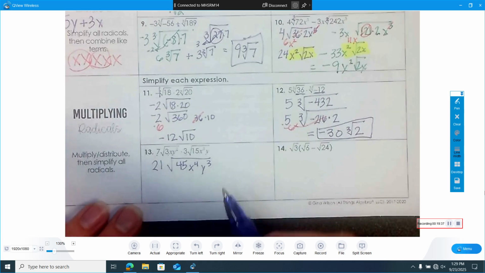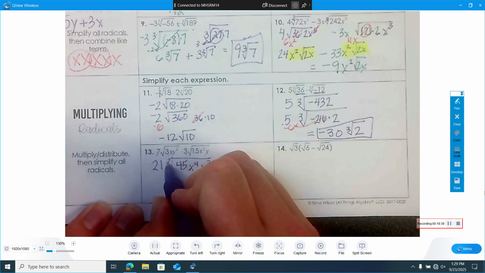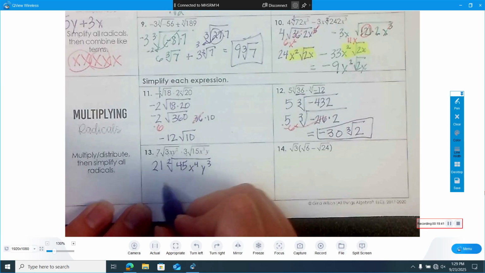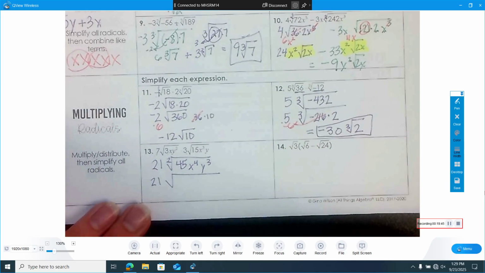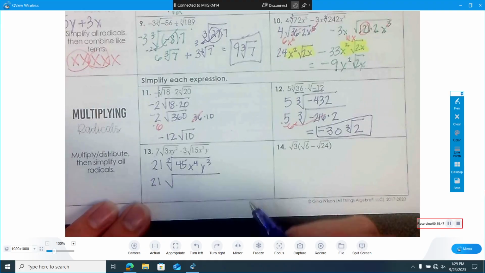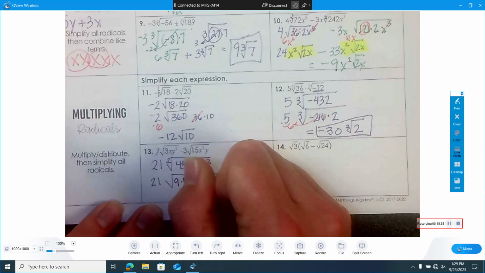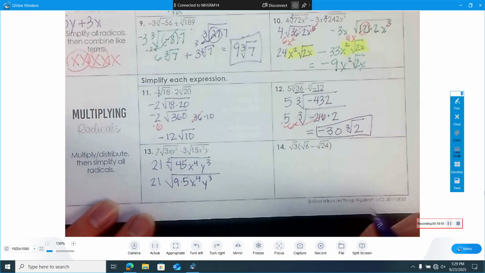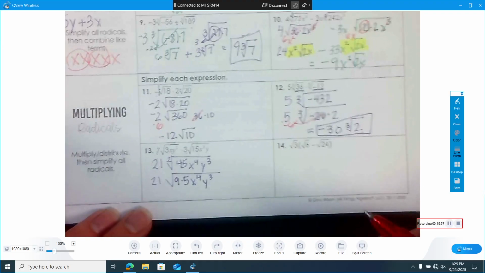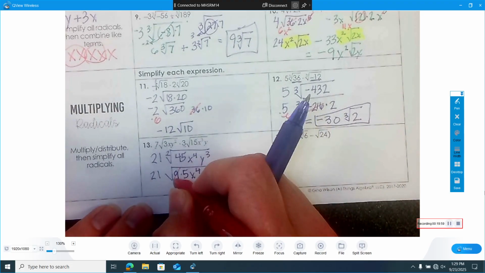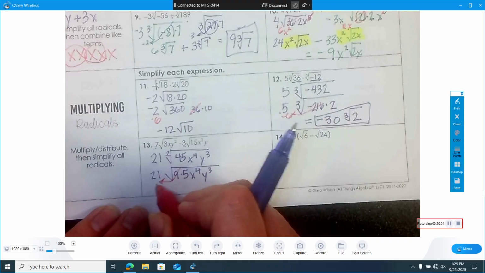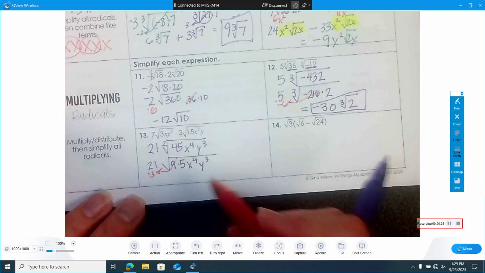All right, we're looking for squares here. So the square root, let's see, 45 divides by 9 really nicely. 9 times 5 is 45. X to the 4th, y cubed. All right, what gets to escape? The 3, because the square root of 9 comes out as a 3. And what about the x's?